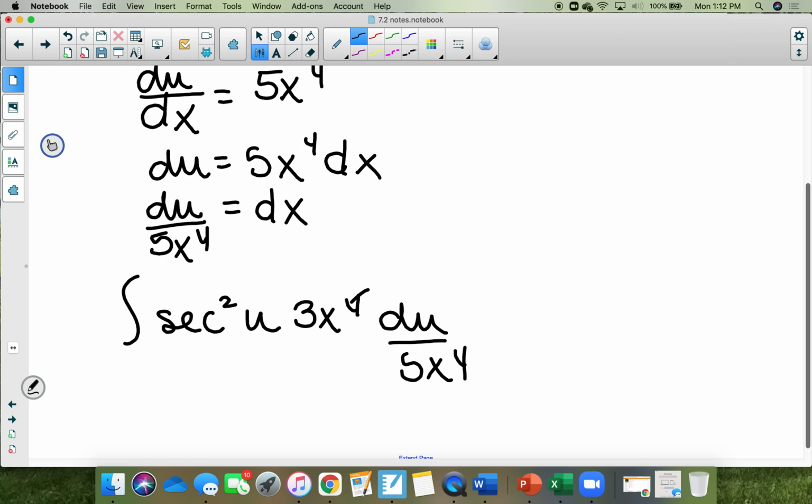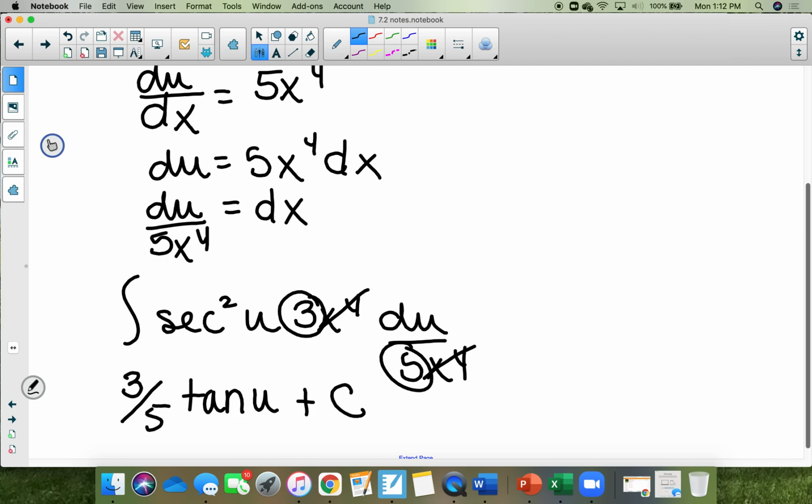The x to the fourth cancel out. 3/5 I can just put out in front. It's just a constant. The antiderivative of secant squared is tangent of u plus c. Final answer. If you want to replace the u, you can, but a lot of people just leave it. Let's do another one.